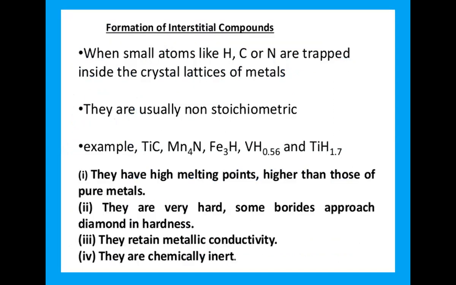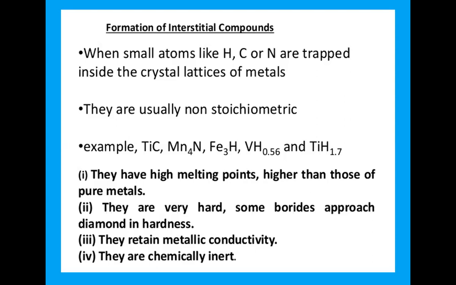And at the same time, these d block elements are also capable of showing one more interesting property, that is formation of interstitial compounds. So what are interstitial compounds? When small atoms like hydrogen, carbon or nitrogen are trapped inside the crystal lattices of a metal, then they are said to be interstitial compounds. When these interstitial compounds are formed, they are usually non-stoichiometric in nature. That means if a whole number composition is expected, they are not in whole number composition.